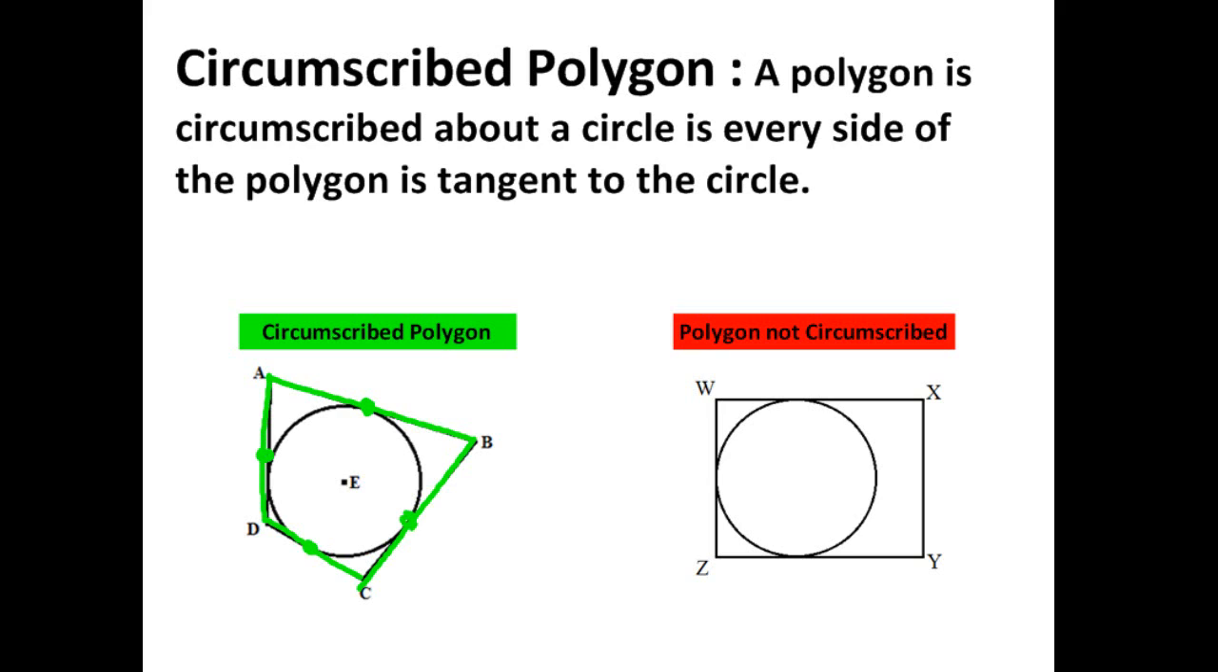An example of something that is not a circumscribed polygon would be polygon WXYZ. Segment WX is tangent to the circle, as is segment WZ and ZY, but the last side over here, YX, is not tangent to the circle. It doesn't touch it at all.